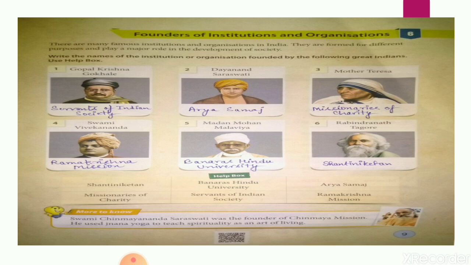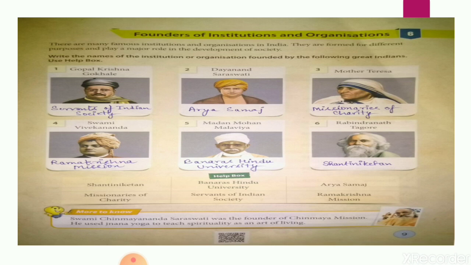First one is Gopal Krishna Gokhale. Gopal Krishna Gokhale founded the Servants of Indian Society. He founded it on 12th June 1905 in Pune, and the aim was to unite and train Indians of different religion and culture in welfare work.